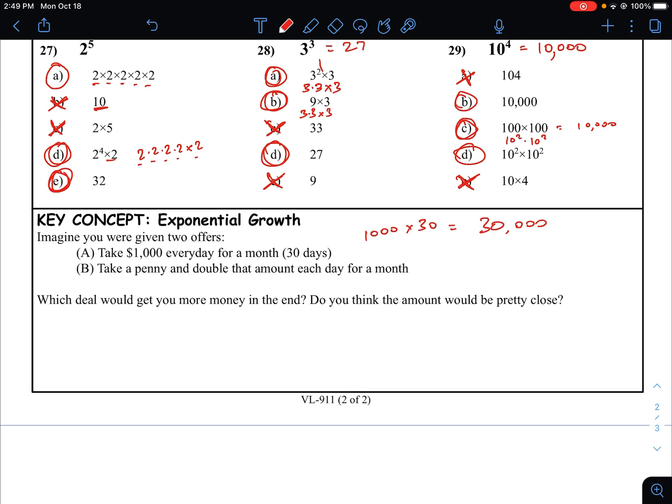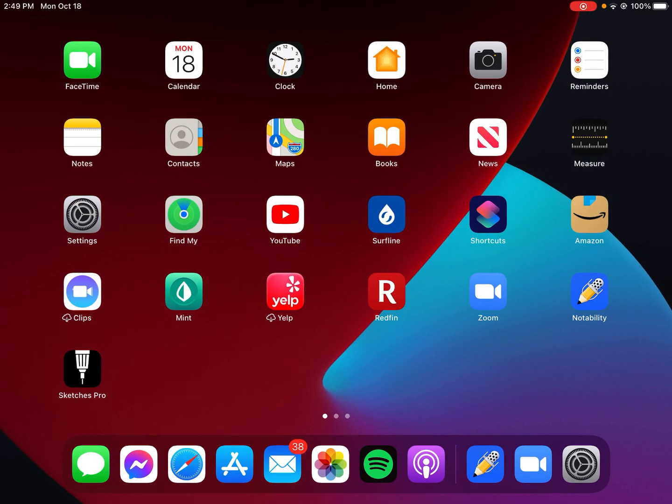On the first day, you have 1 penny, right? By day 2, you double it, that's 2 pennies. By day 2, you have 2 cents. By day 3, you're doubling it again, so 4. By day 4, you're doubling it again, and you have 8 cents. So let's take out a calculator. Let's see what we can figure out.